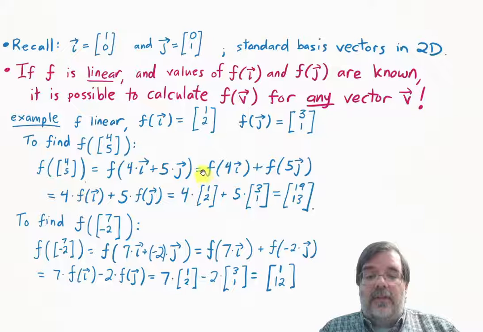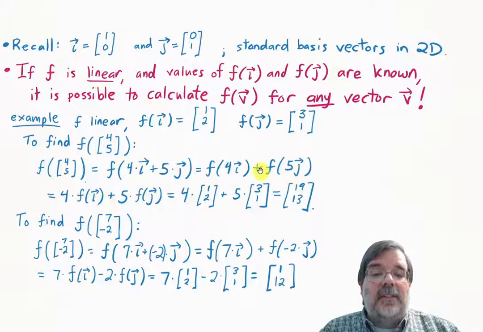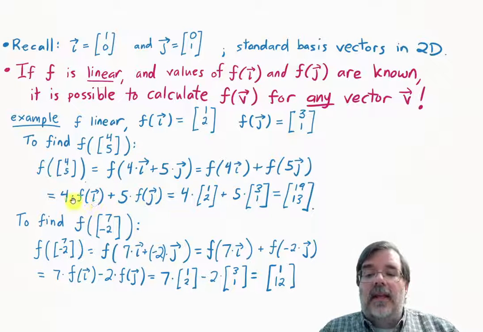So factoring out the 4 from the first term, we have 4 times f of i. Factoring out 5 from that second term, we have plus 5 times f of j. And hey, f of i and f of j, we know those values. f of i we can replace with (1, 2), and f of j we can replace with (3, 1). And now we just have to do some vector operations.